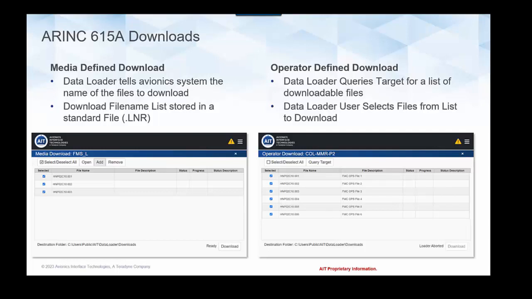The operator-defined download is fairly more complex because you have a sequence of, basically, query, get the results from the avionics system, then send back from that query which of the files in that list you would like to download, and then do the download. So it's a little bit more complex to implement on the target avionics system side. So I would say, in my experience, the media-defined download is more often what's implemented in real networks.